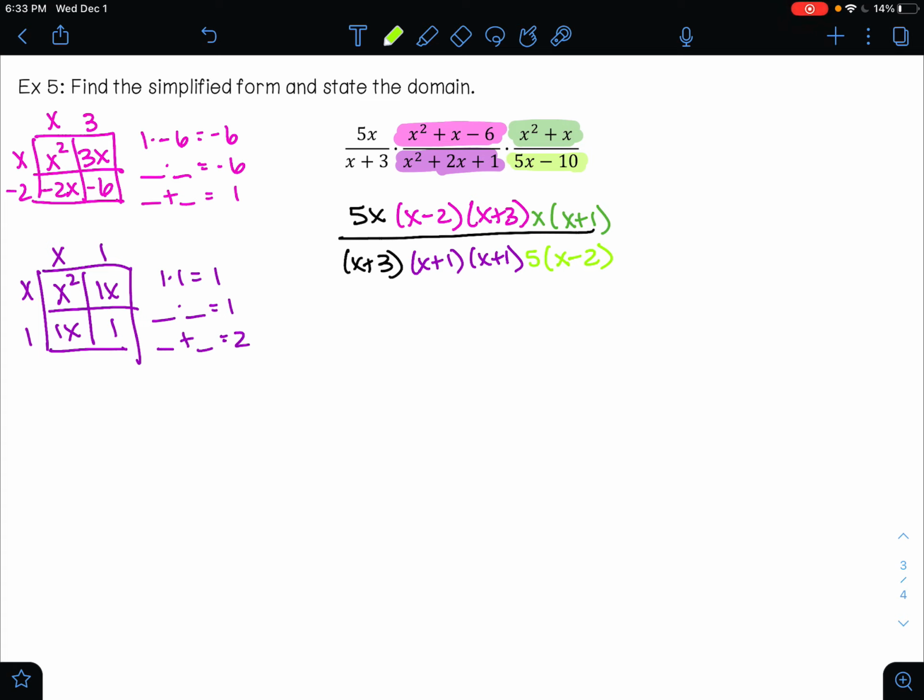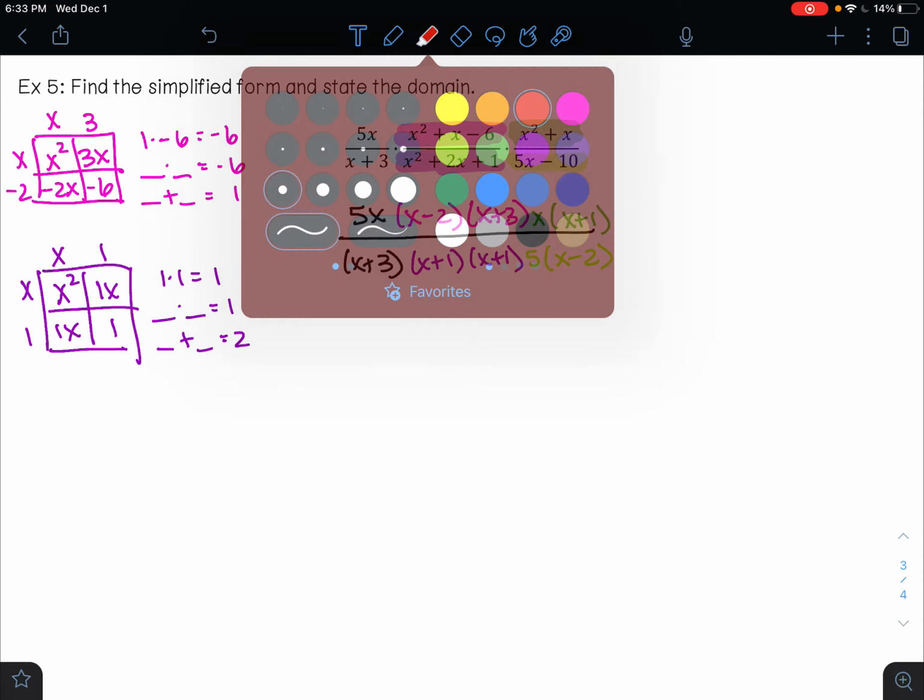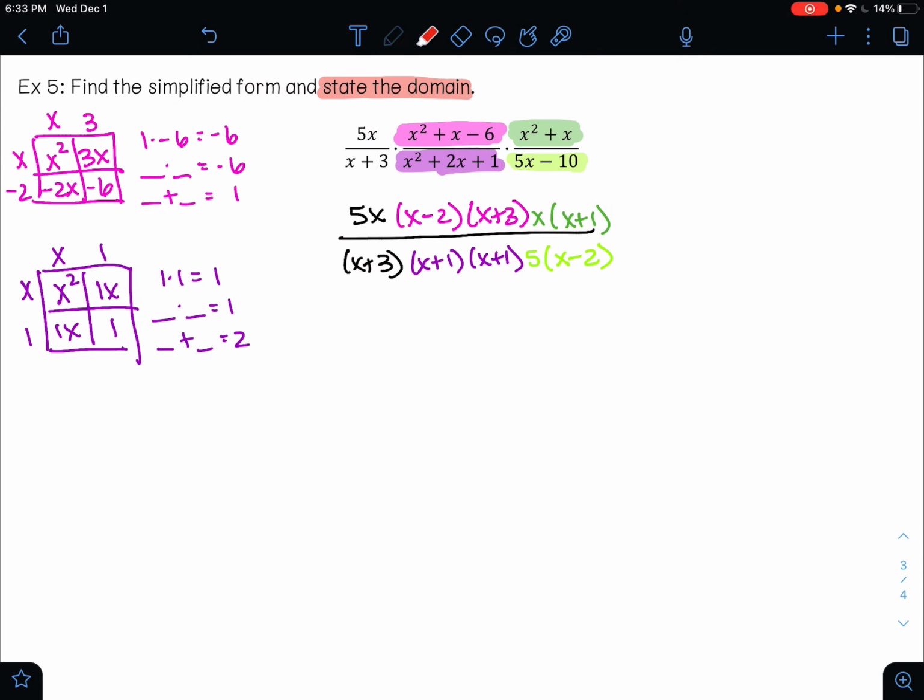Now that I have factored everything completely, I can look for common factors that are equivalent to 1. Before I do that, they did ask us to state our domain. So I am going to do that first while everything is nice and neat and factored here. So my domain restrictions are going to be when I set my denominator equal to 0 and solve. So I'm going to have x plus 3 equals 0, x plus 1 equals 0.